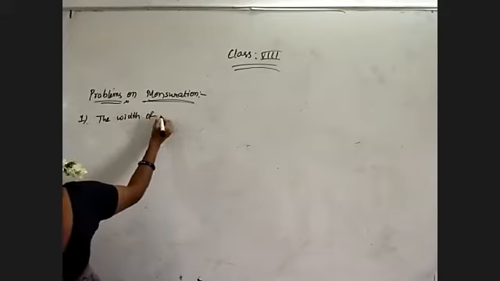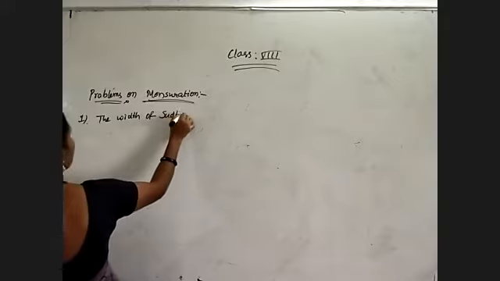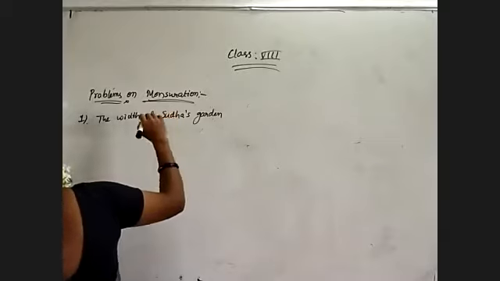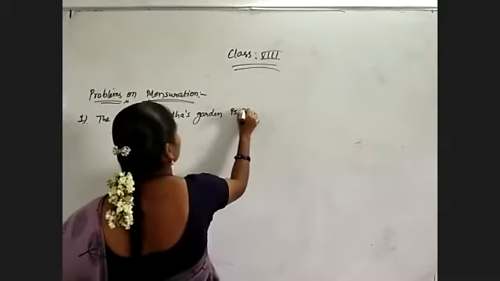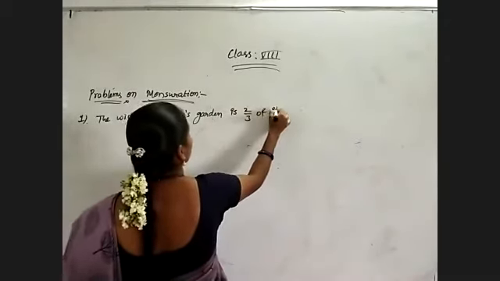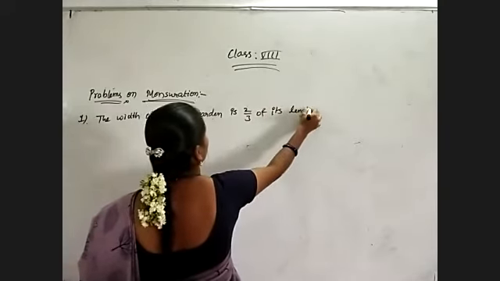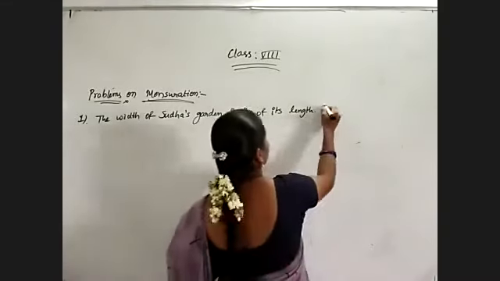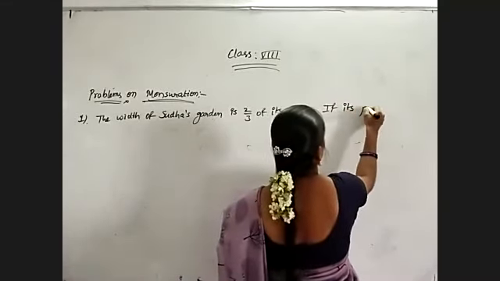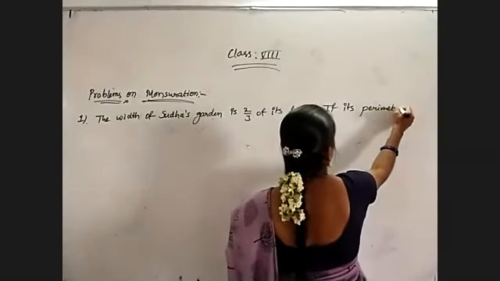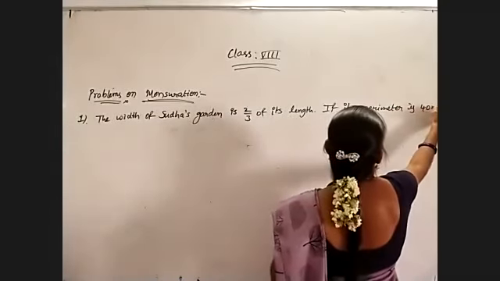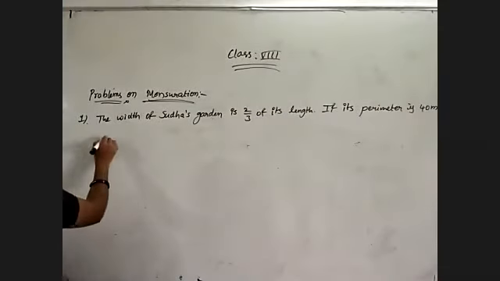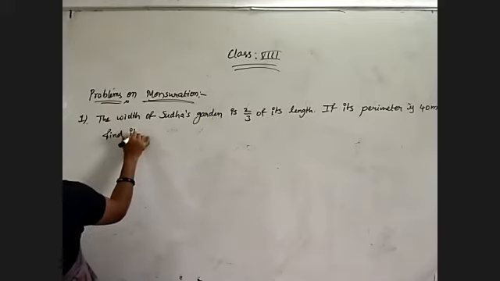The width of Sudha's garden is 2/3 of its length. If its perimeter is 40 meters, find its dimensions.